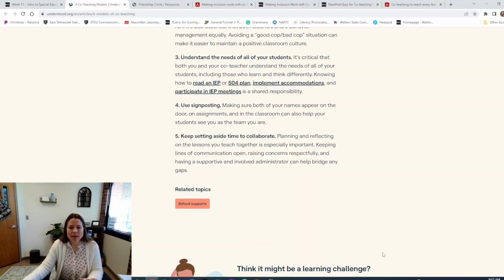The next thing to make it work is to think about signposting, okay? So both of you have equal opportunities to teach. Both of your names should appear on the door. Both students have to see you as both their teachers, that you are a team. And collaboration, I cannot stress that enough. You both have to spend time preparing and reflecting on lessons. You both have to communicate really well with each other and be respectful and supportive, okay?